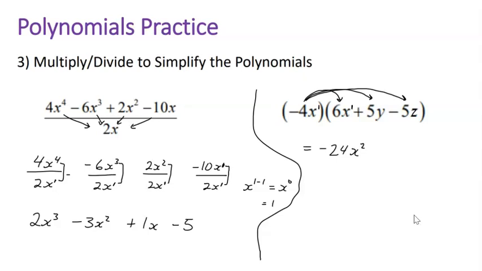For the second term, negative 4 times 5 is negative 20, and we have x and y. They're different, so we can't do any adding of exponents. We can just combine them. The last term, negative 4 times negative 5, is positive 20. And again, x and z are different, so we can just put them together. Simplified, we have negative 24x squared minus 20xy plus 20xz.